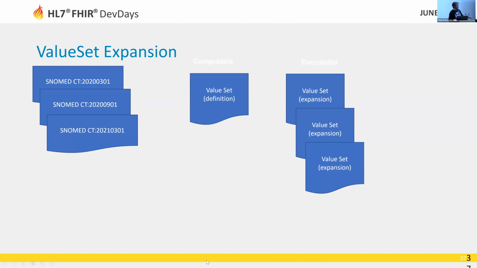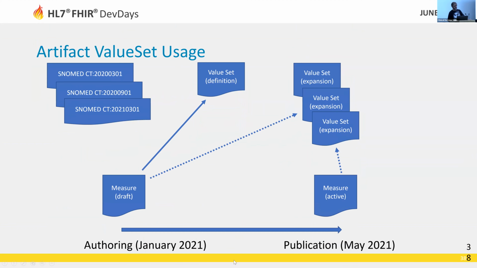Just coming back to this value set expansion problem, and how do we actually set that within a particular artifact value set usage. So if we think about a particular measure, as you're authoring that measure, you're pointing to a particular version of a value set. And SNOMED is trucking along and publishing, and that cycle of actually building that measure typically takes longer than the publication cycle of SNOMED. So you're already outdated by the time you finish developing the measure.